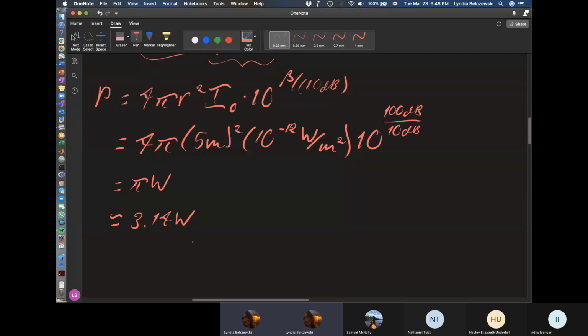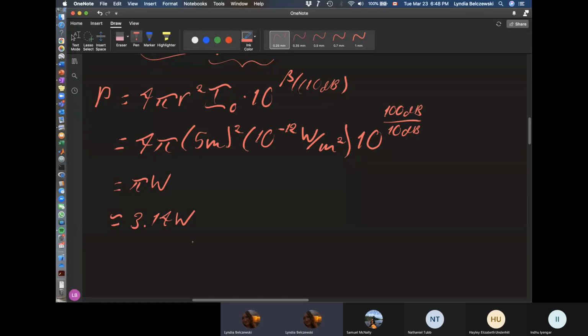Okay, so that's the power that the speaker is emitting, or not the speaker, the saw. That's constant for the saw. It doesn't matter where you stand, that is always the power that it emits. Well, until you turn it off and it's not making sound anymore.